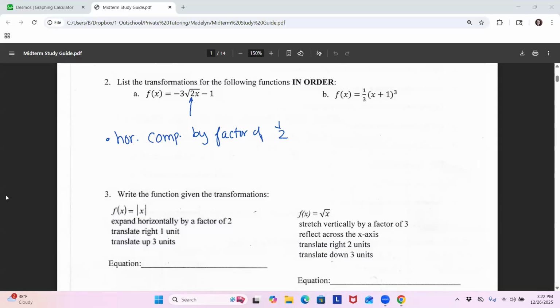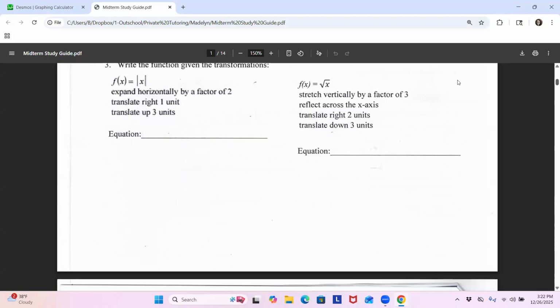And now I'm going back down to number 3, the second one. Oops, sorry. It looks like we're starting with the function root x. Stretch vertically, reflect. Okay, this one's easier because it's a vertical. You don't have to do the reciprocal on this. So root x. The reflection is a negate in the front because it's x-axis. The vertical is a 3 in the front. You do not need to do the reciprocal.